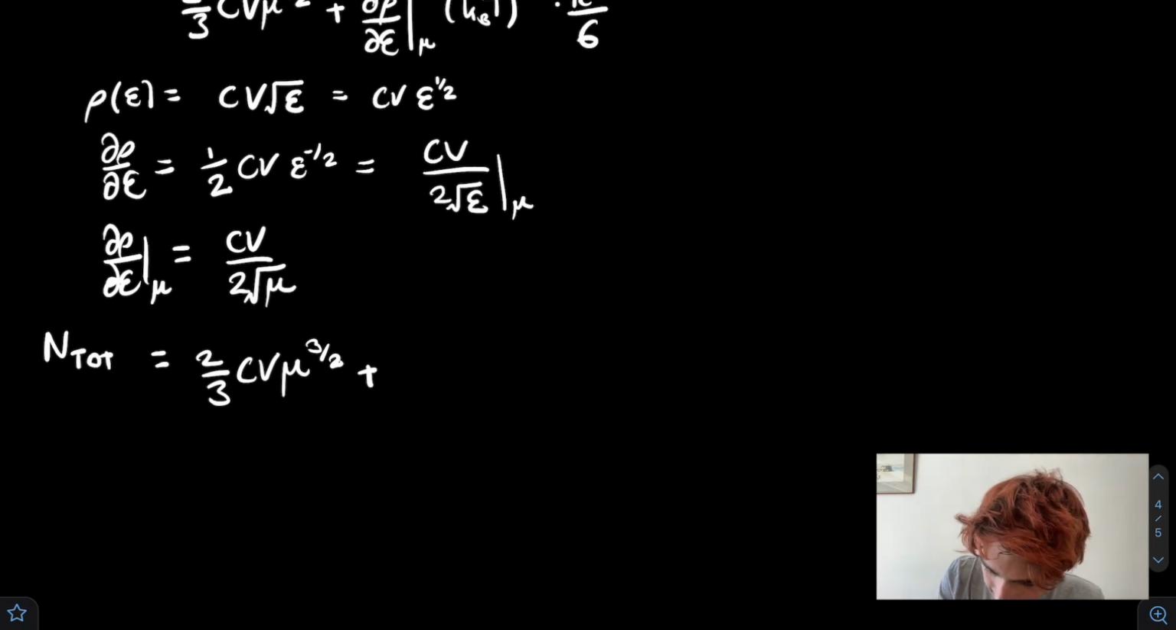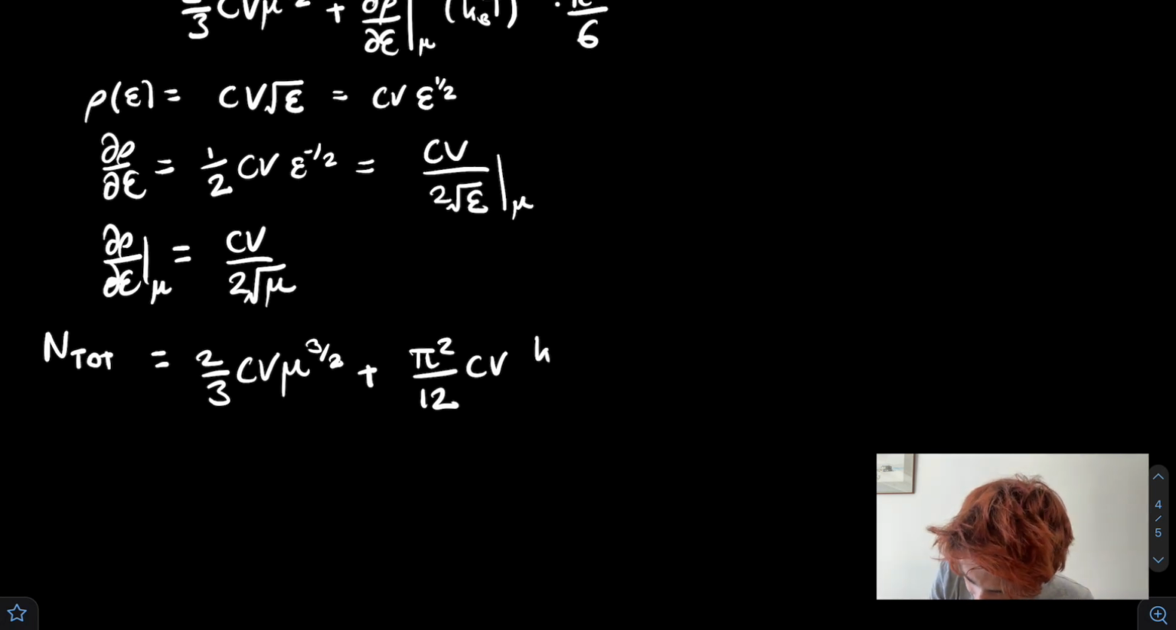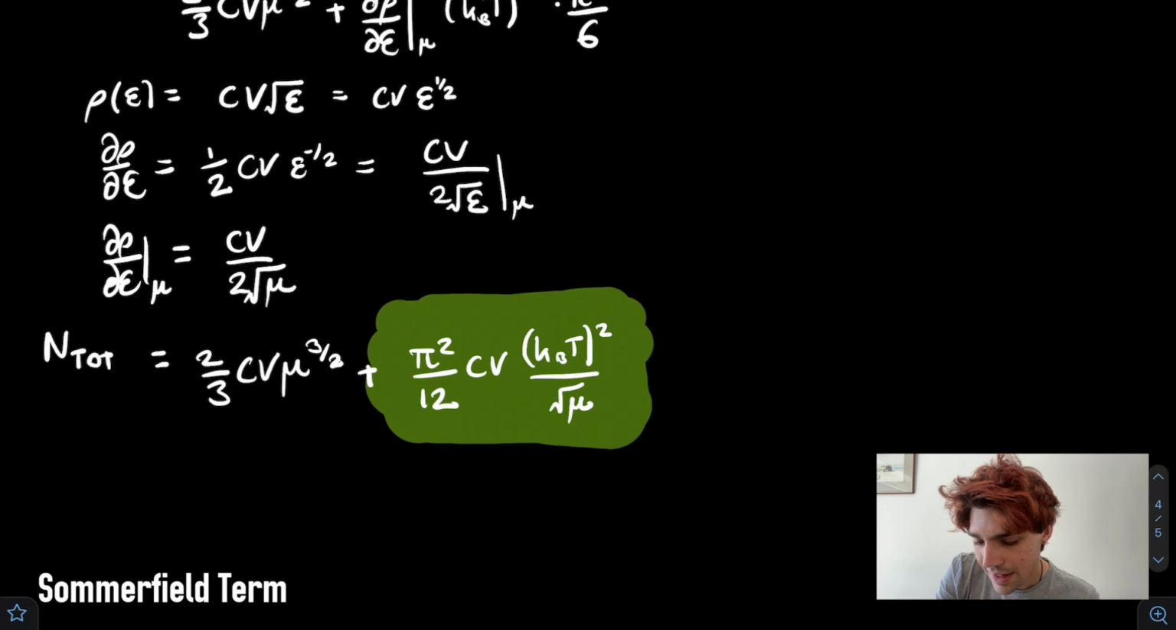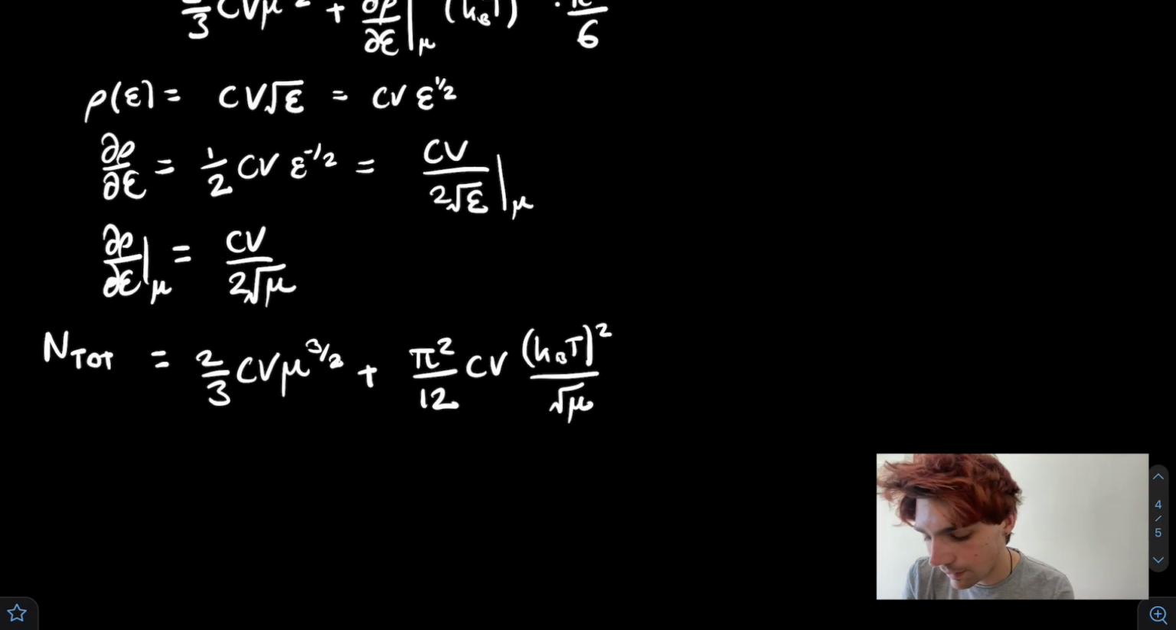And so this is going to be CV multiplied by, now this 2 is going to sort of multiply with this 6 to get 12. We're going to get pi squared over 12. And in fact, I'll just put all the number stuff at the front. Pi squared over 12 times CV times kBT all squared divided by the square root of the chemical potential. And this term right here is called the Sommerfeld term, and this is what gives rise to the behavior that we observe within a metal.